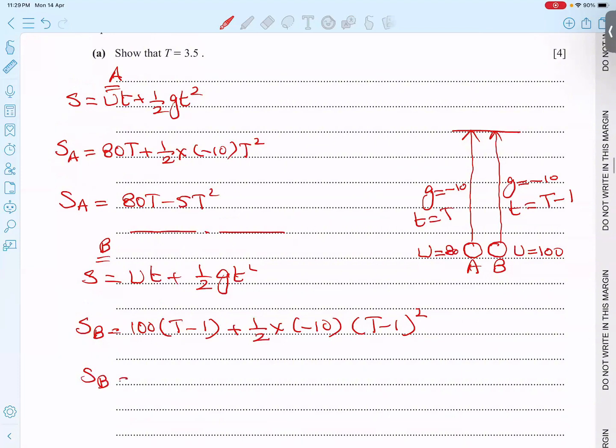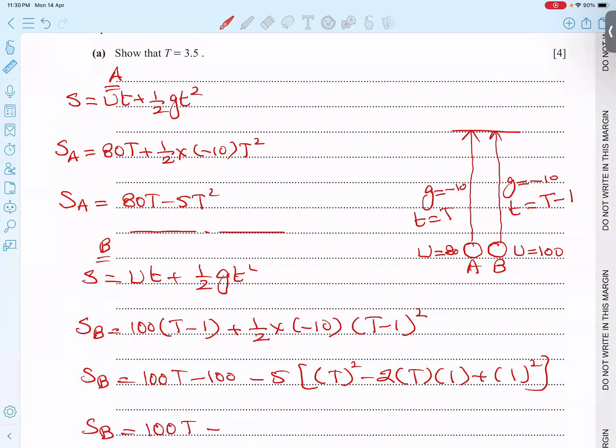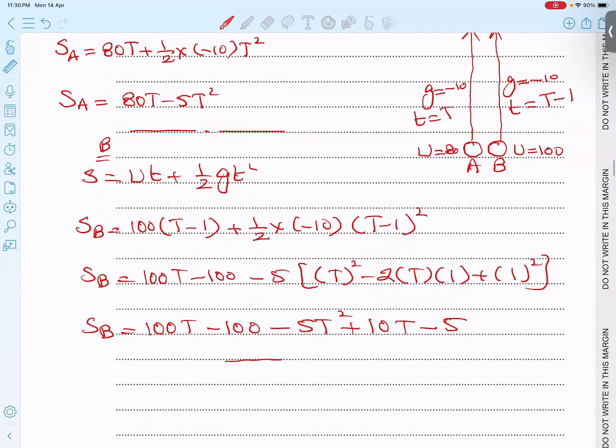So this is 100t minus 100, and minus 5, and here I use the squaring identity. Squaring identity means the square of the first term, minus 2 into first term into second term, plus second term square. The distance by B is 100t minus 100, plus 5 multiplied inside: 5t square minus, minus plus, 5 twos are 10t, and minus 5. So I got both.